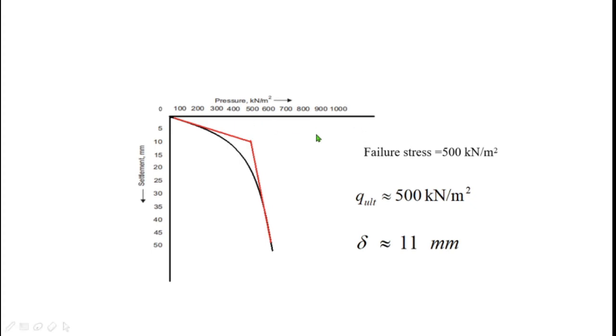Hello everyone, welcome back to part 9 of the Shallow Foundation series. In part 8 we had seen how to conduct a plate load test in order to determine the bearing capacity and settlement of the soil. So in this part we are going to see how to utilize that plate load test data in order to determine the bearing capacity of soil that we have talked about in the previous video.